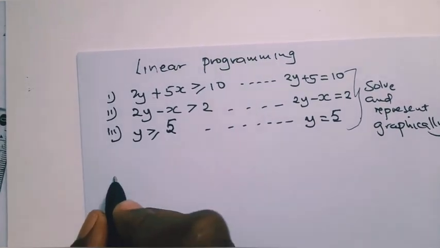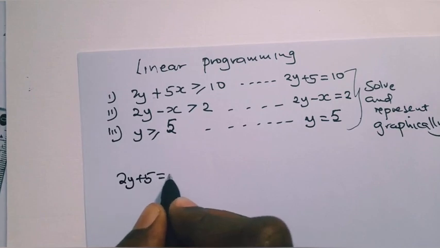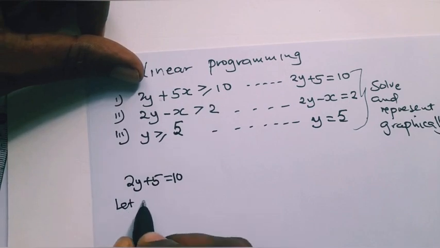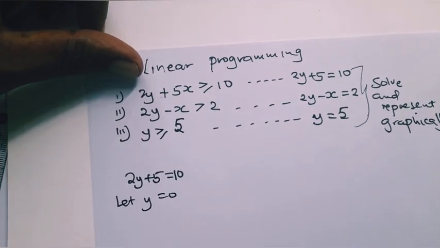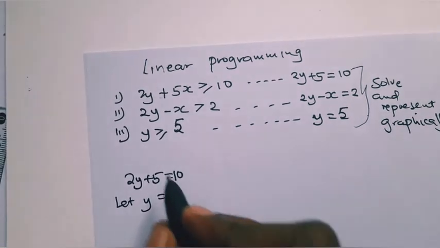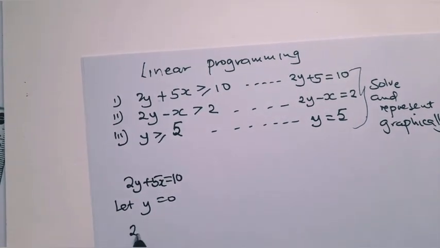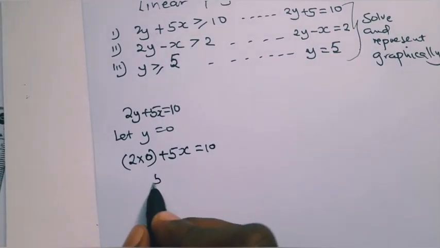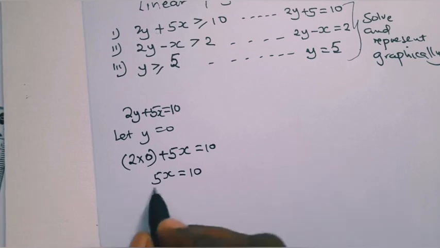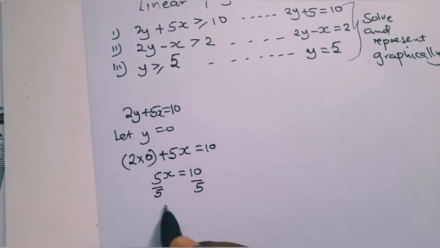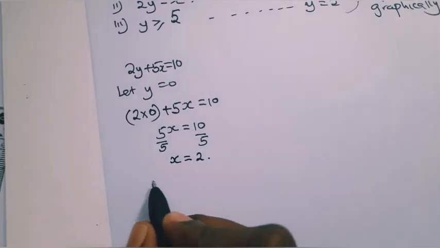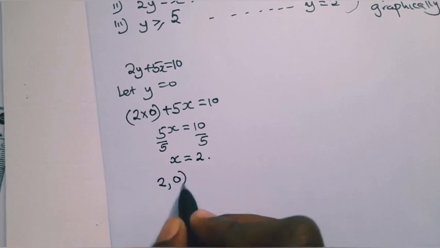The first one is 2y plus 5x is equal to 10. We ask ourselves, what if we let y be 0? What will be our value for x? It means we are going to have 2 multiplied by 0 plus 5x is equal to 10. And this one is 5x is equal to 10. Then we divide both sides by 5. Our value for x becomes 2. And therefore, our coordinates become 2, 0.